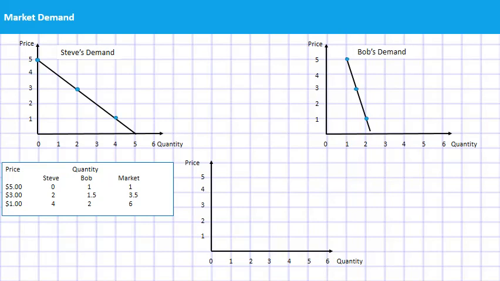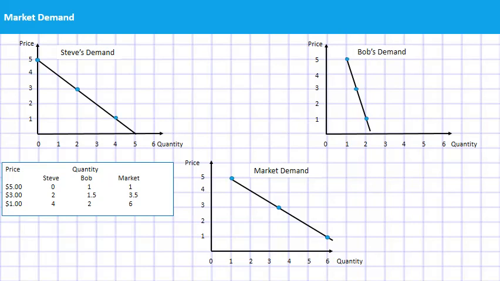When we add those together, what we get is market demand down here at the bottom. So when we graph market demand, it's simply Steve plus Bob at the same price. So here are our points, here are our lines: Steve's demand, Bob's demand, and then the market demand, which is the demand of all consumers in the market.